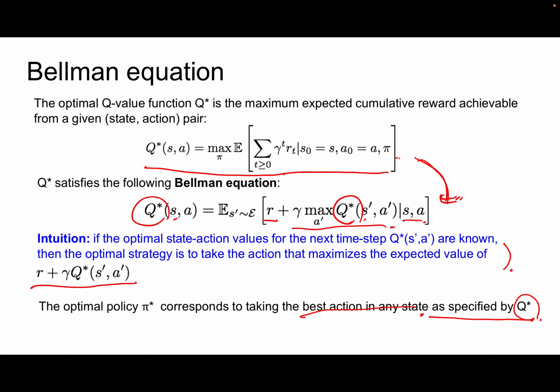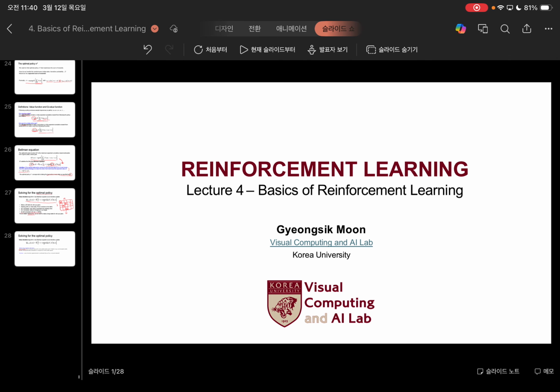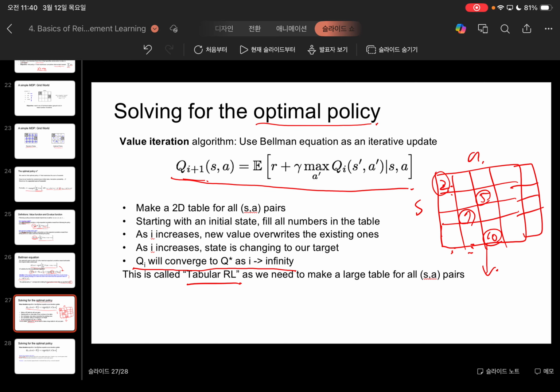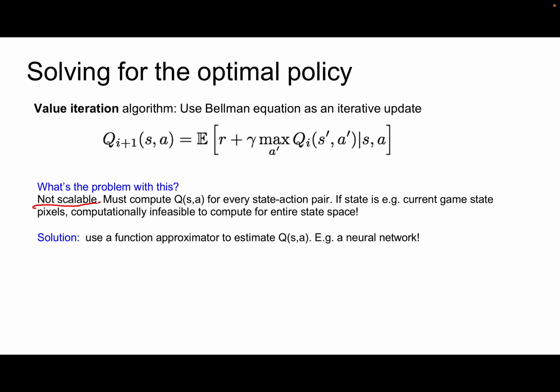When we're talking about robots, there are too many possible states and too many possible actions, so we cannot pre-compute such a table for all possible combinations of S and A. That's not scalable. We must compute Q of S and A for every state-action pair. If the state is the current game state in pixels, the computation is infeasible over the entire state space.